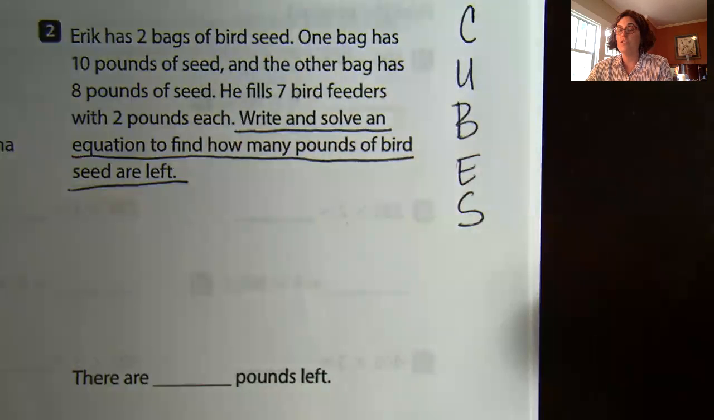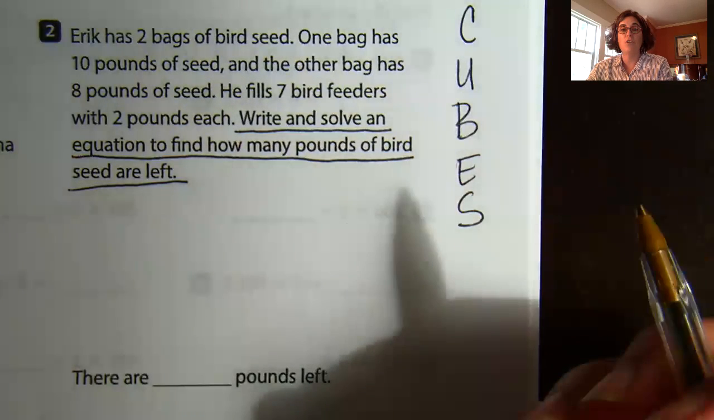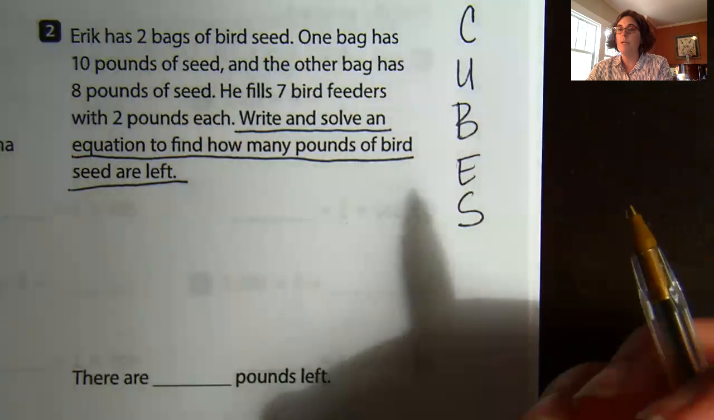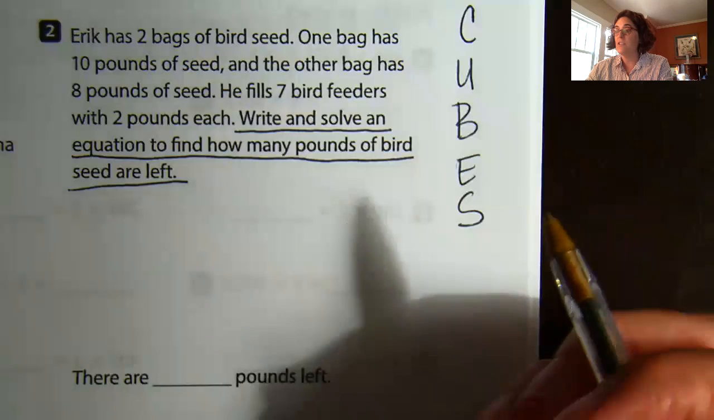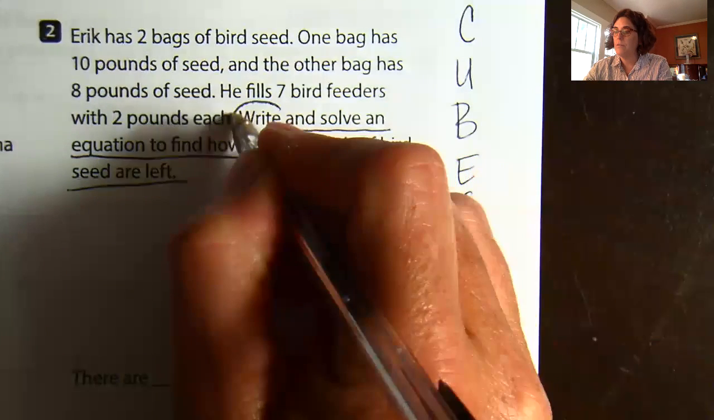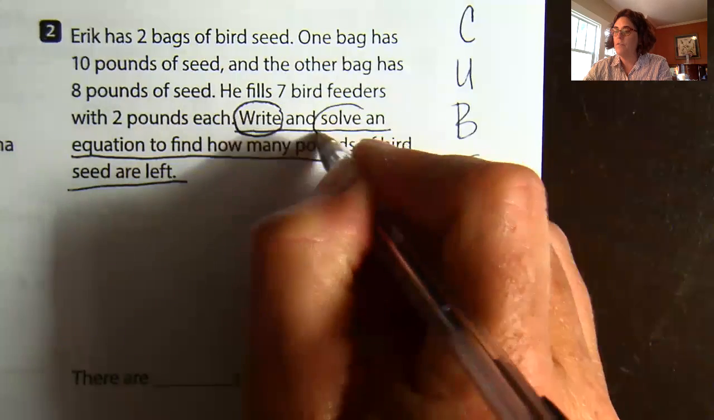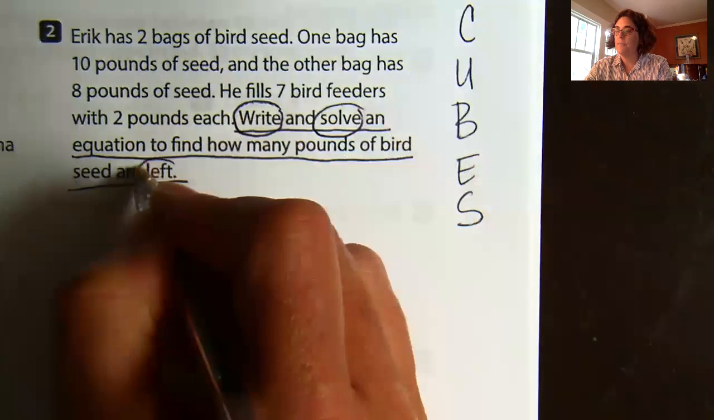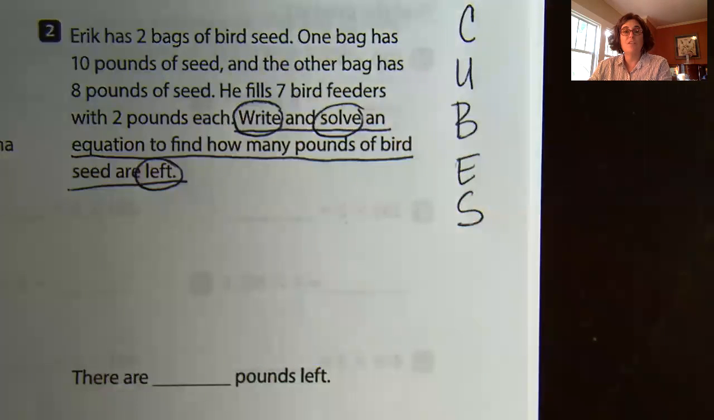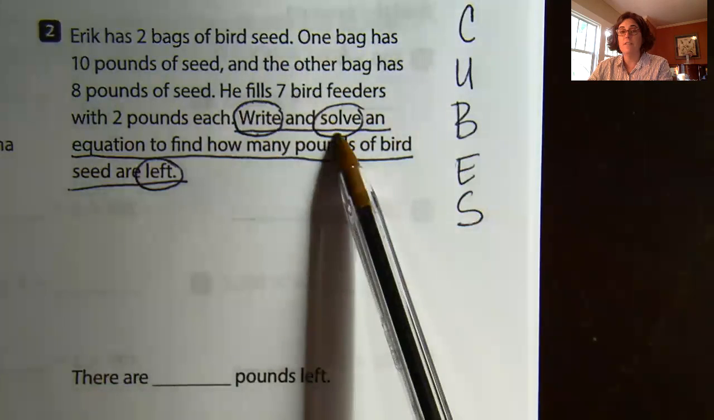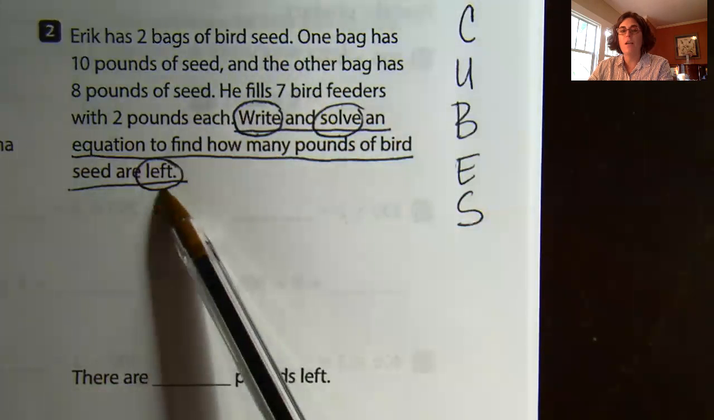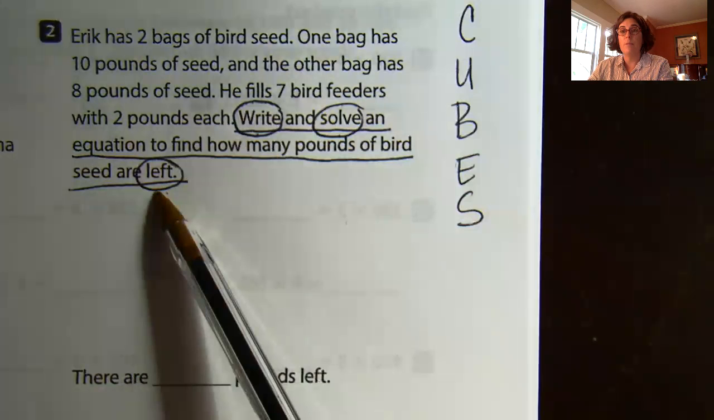Now, I know we usually circle in the next part, but because we're finding the question in this reading, I'm going to go ahead and circle 3 super important words in this question. Write, solve, and left. So I know I'm not just going to find an answer. I need to write an equation, then I need to solve it. And the question isn't asking me how many pounds of birdseed he used. It's asking me how many are left. That's going to be really important.